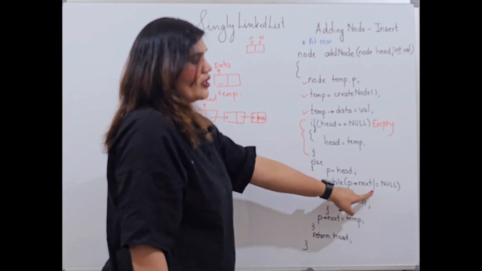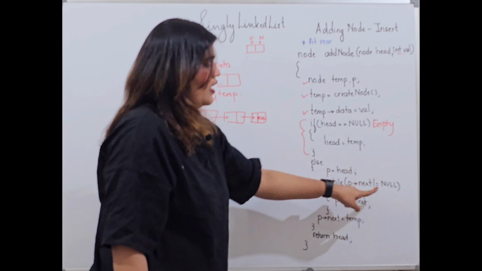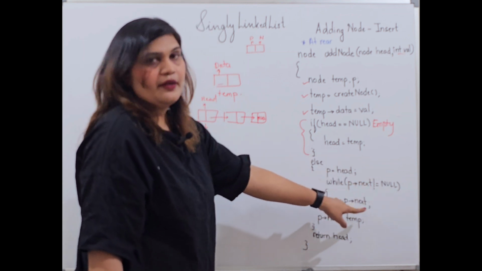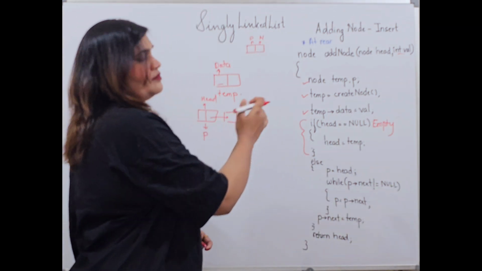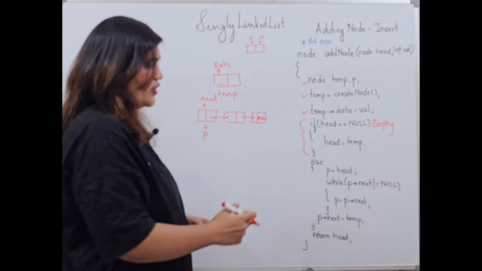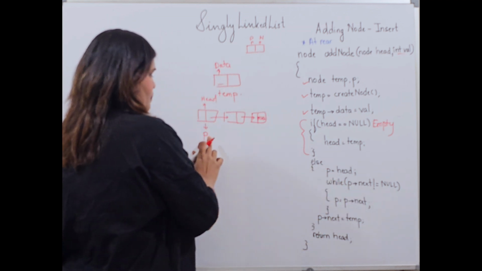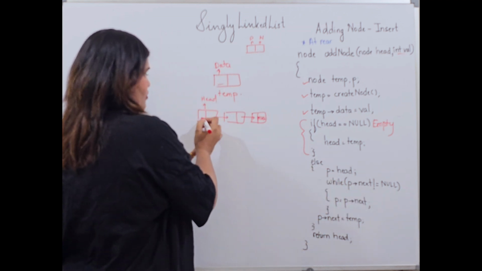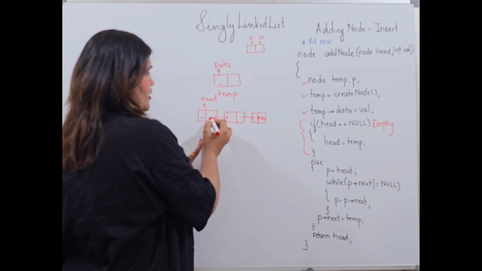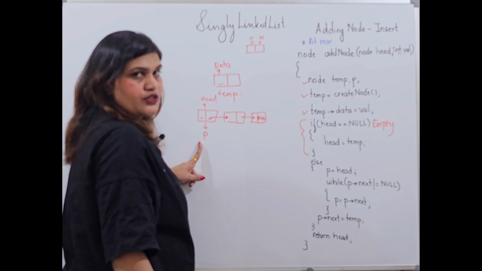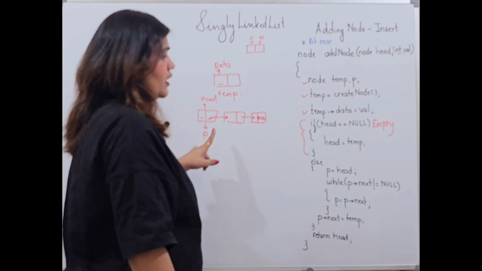While P to next is not equal to null, I have to increment my P. Now increment in the sense my P has to go to the next node, right? Let's try to understand this. P to data is this value, P to next is this value. P to next, is it null? No, it is not. It is connected to this node. So it holds the value, the address of the other node.